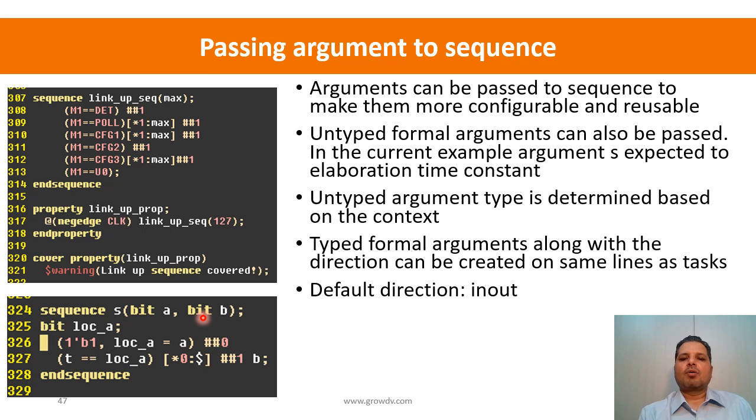That is also allowed. The default direction for the sequence is always inout, so this way you can restrict the type of access that a sequence can have, with input or with output. This is very useful for making your sequence more useful and more configurable.